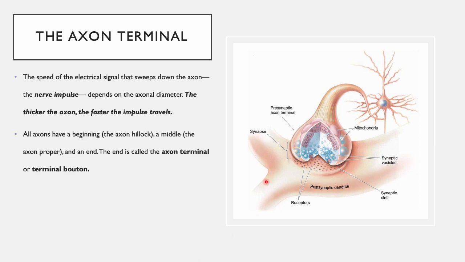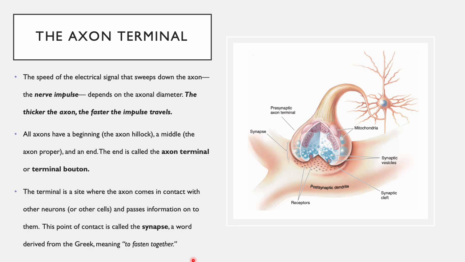So all axons have the beginning, which we've already talked about. The axon hillock sits underneath the soma or cell body. The axon proper is this branch, and then the axon terminal is also known as the terminal bouton. So this is a key site for contact between cells.